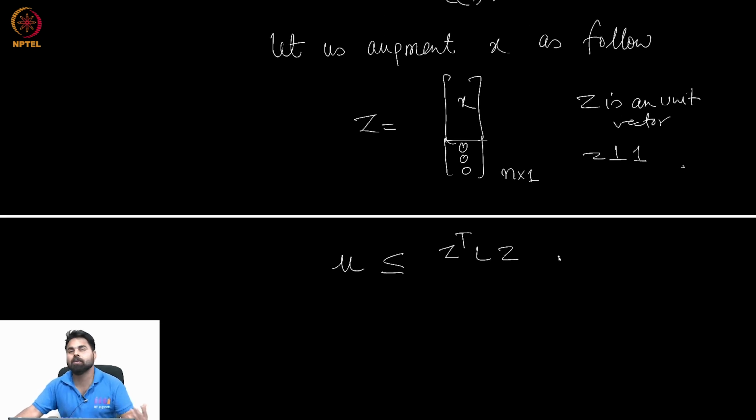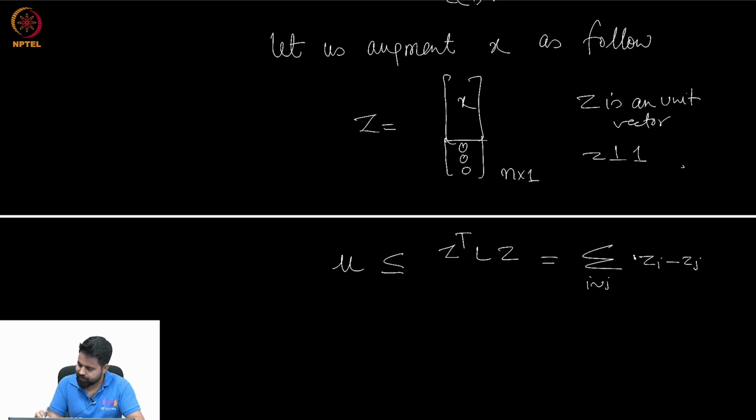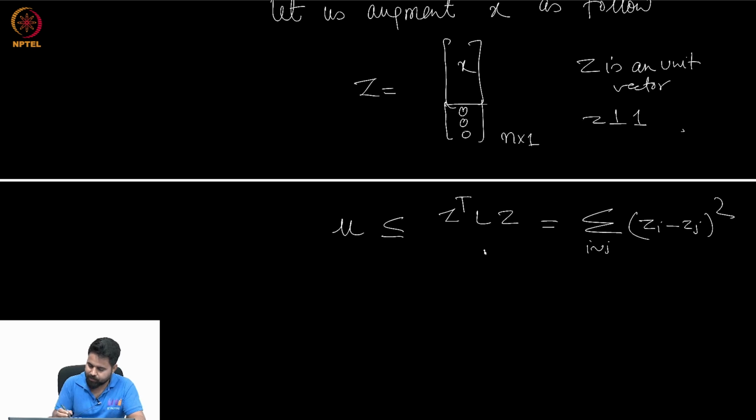So this mu is always less than or equal to this, which is nothing but, we have seen this multiple times, the sum over all edges (i, j) of (Zi minus Zj), and the square of it. Okay, now the interesting thing that we have to see is this.